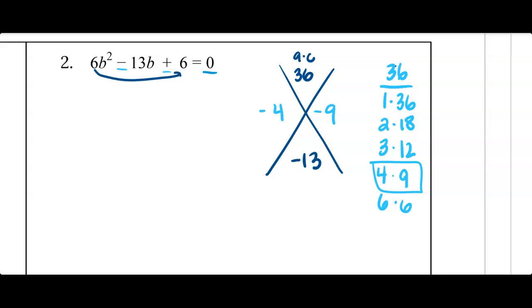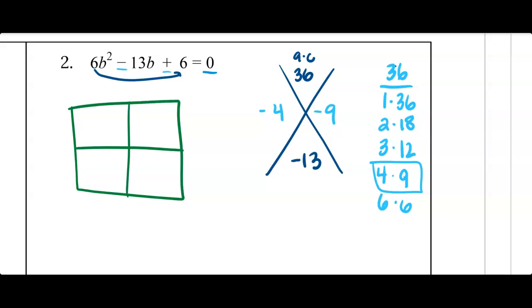Then, just like we did earlier in this video, we are going to make our box. So we have 6b squared, negative 4b, negative 9b, and positive 36. Sorry, positive 6.